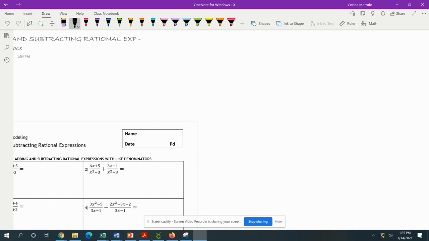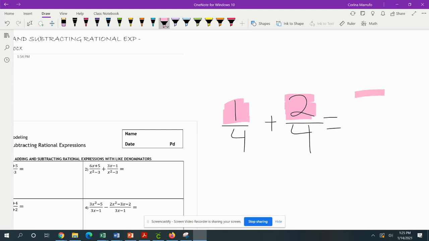Okay, so for example, if you had 1/4 and you were adding 2/4, the rule is that you just add the top. So 1, you add 1 plus 2. As long as you had a common denominator, you just add the 1 and the 2, and that gives you 3/4. So it's kind of like you have 1/4 and you add 2/4, you have 3/4.